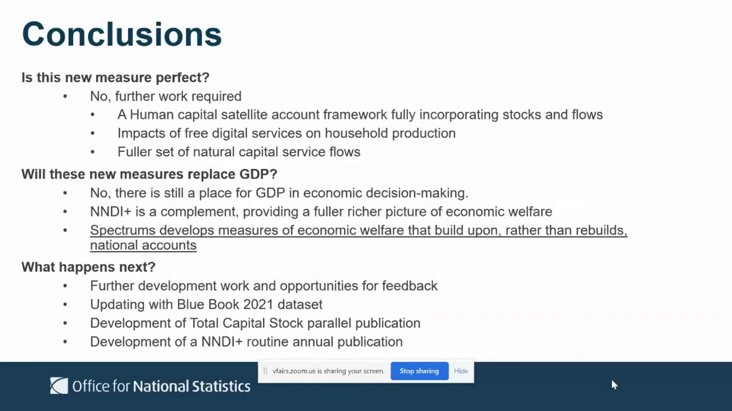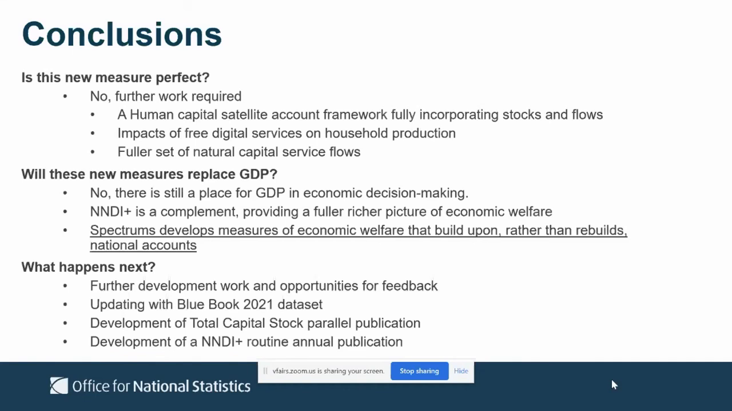So, key conclusions. Is this new measure perfect? Definitely not. You'll have heard me absolutely not talk about human capital. That's because we don't yet have a full framework to understand stocks and flows. The UN ECE have published a human capital manual, which is very insightful and hugely helpful in thinking about how you create those capital stocks. But in terms of what you then do with compensation of employees, what you do with mixed income, there's a set of questions there that we still need to resolve.